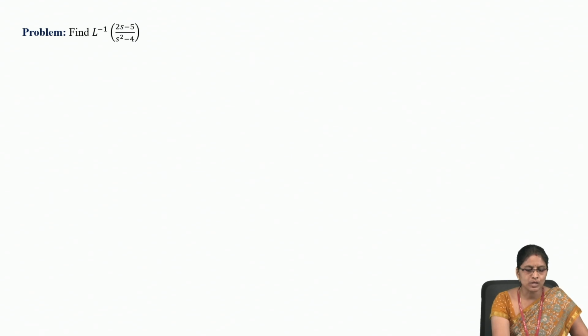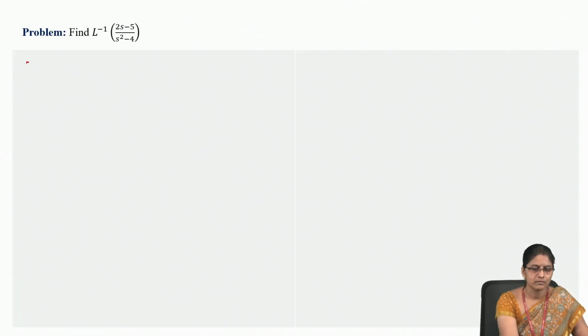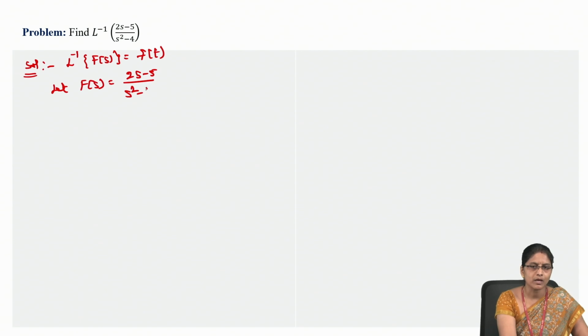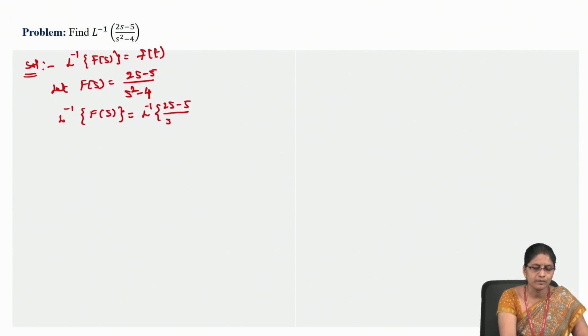Find L inverse of 2s minus 5 by s square minus 4. L inverse of f of s is given here. We have to find out f of t value. Let f of s is equal to 2s minus 5 by s square minus 4. Apply inverse Laplace transform to this. L inverse of f of s is equal to L inverse of 2s minus 5 by s square minus 4.